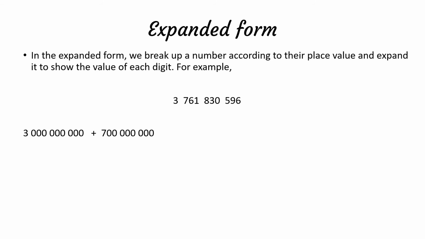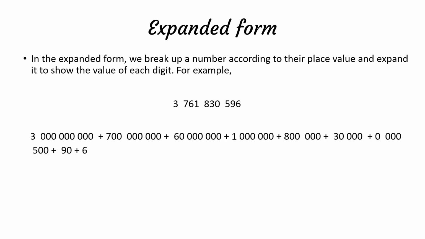Similarly, we will write the place values of each digit and we will write it in the form of their sum like this. So this is how we expand a number. We write the place value of each digit and write them in the form of sum. So this is how we expand a number.